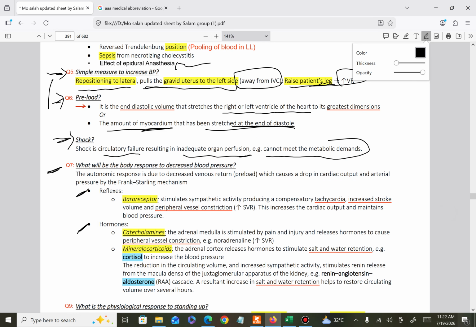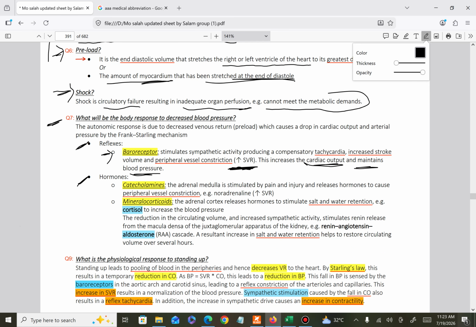The body response to decreased blood pressure is that baroreceptors stimulate sympathetic activity, producing a compensatory tachycardia, increased stroke volume and peripheral vessel constriction. Okay, systemic vascular resistance will be increased. This will increase the cardiac output and maintain the blood pressure. So first is the baroreceptor response, and then the other response is hormonal response.